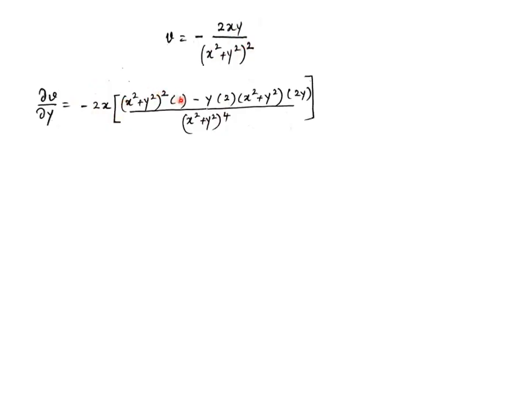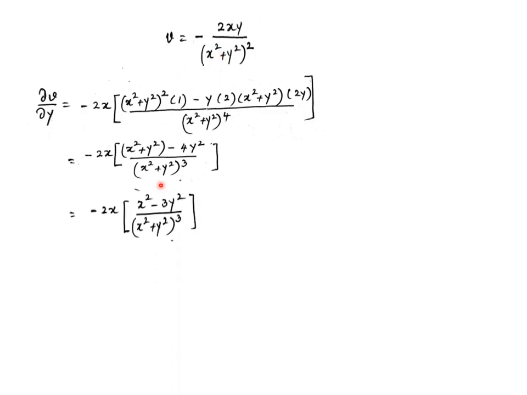So here we have the denominator into the differentiation of y, that is 1, minus the numerator times the differentiation of the denominator, which is 2 times (x² + y²), times the differentiation of y², which is 2y, divided by the denominator squared. This is how you can simplify by cancelling out (x² + y²). So now simplifying this term, it is minus 2x. Here it is x², so plus y², so minus 4y² is minus 3y². So this can be written as minus 2x³ plus 6xy².